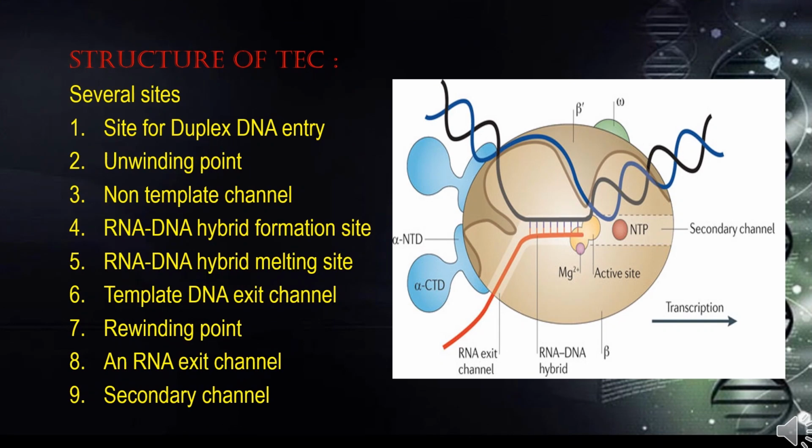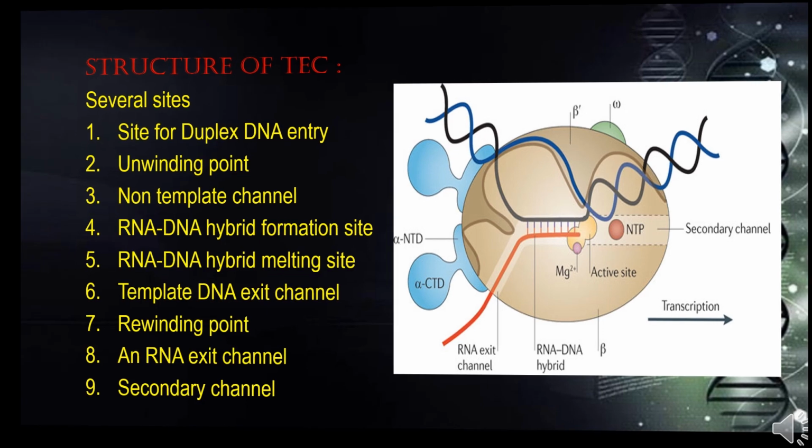Then we discuss the structure of the transcription elongation complex. The transcription elongation complex consists of several sites: the site of duplex DNA entry, unwinding point, non-template channel, RNA-DNA hybrid formation site, RNA-DNA hybrid melting site, template DNA exit channel, rewinding point, an RNA exit channel, and secondary channel.